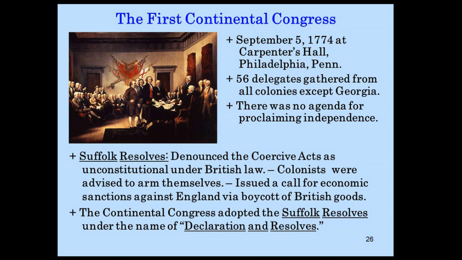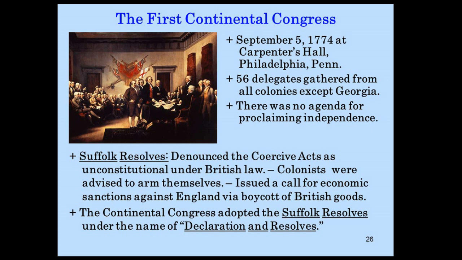It also called for general economic sanctions against England via more boycotts of British goods, which we've already talked about, the non-importation acts and non-importation efforts, etc. So the group adopted the Suffolk Resolves as a group on September 17th, 1774, and they called it the Declaration and Resolves document.